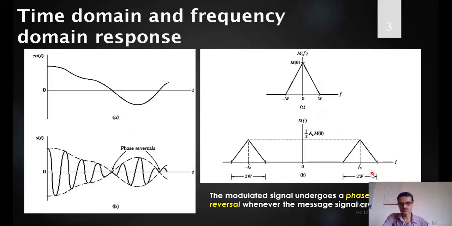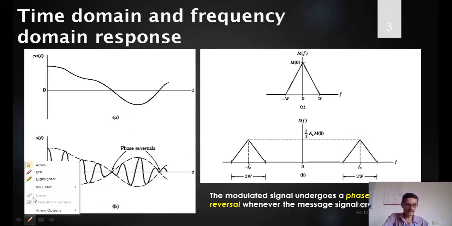After modulation, what happens? This entire spectrum is shifted by fc. But there is no carrier here, that's why a dotted line is shown. Or else you can hide this line, or you don't have to draw this particular line for representing a carrier. The carrier is actually absent, only the sideband is present.